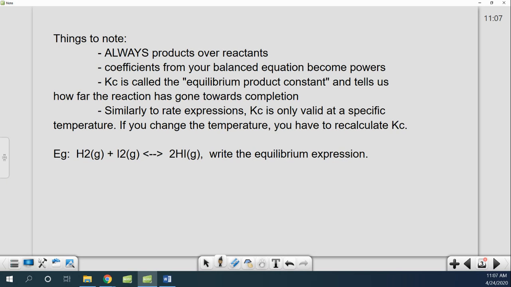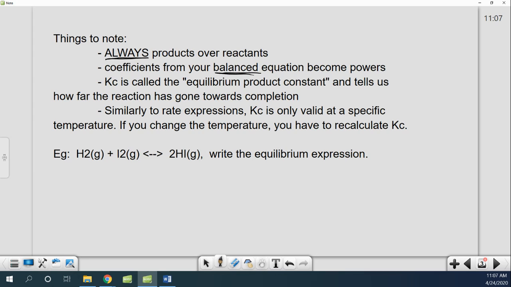Things to note. Always products over reactants. I don't care if you have 14 products and one reactant, all the products go on top, all the reactants go on the bottom. The coefficients from your balanced equation become powers. So make sure you have balanced your equation before you start actually working through the math here. Because if you don't have a balanced equation, you won't have your coefficients properly, which means you won't have your powers proper. Kc, that constant, is called the equilibrium product constant.